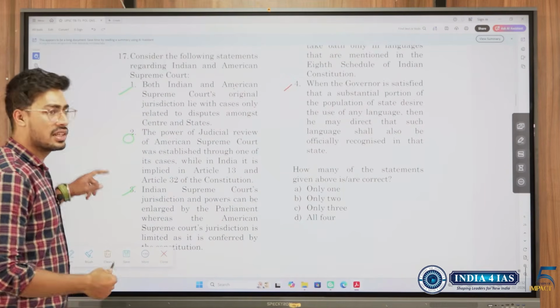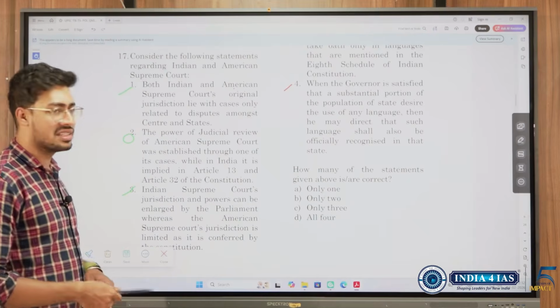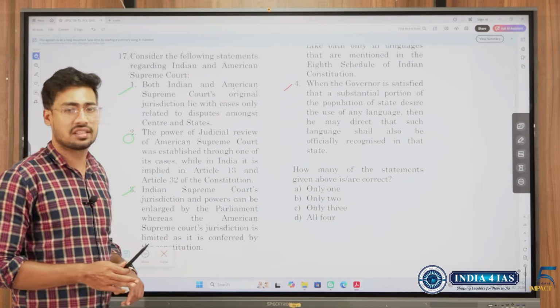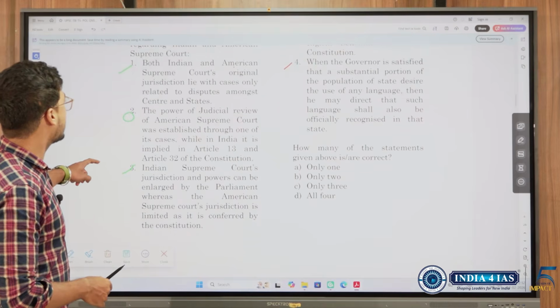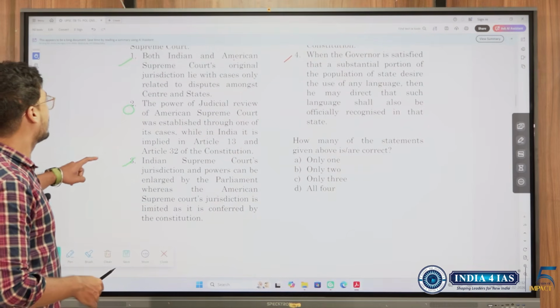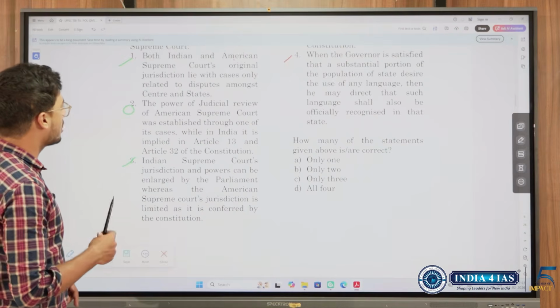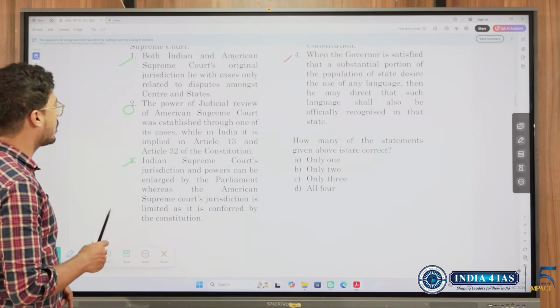See, now panchayats, in these questions, I do not want to dwell deep because these are direct questions and you should answer it. Consider the following statements regarding the Indian and American Supreme Court. Both Indian and American Supreme Court original jurisdiction lie with the cases only related to disputes among.